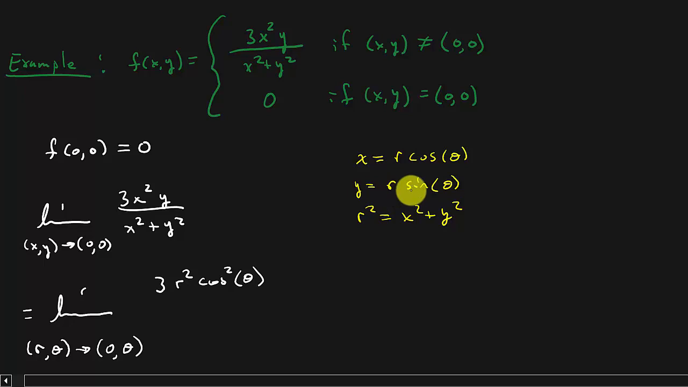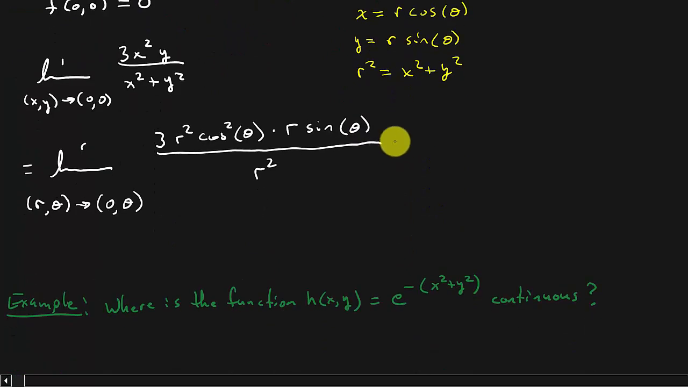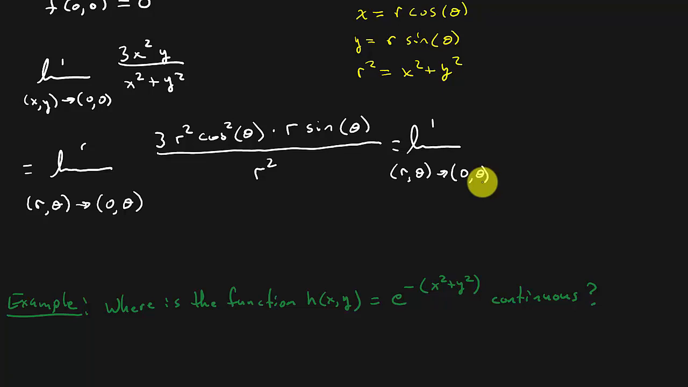And then I'm going to take r sine theta and plug it in for y. So that's times r sine theta. And then look at this, over x squared plus y squared. Well, what's x squared plus y squared? It is r squared. And so this is going to give me the limit as (r, theta) goes to (0, theta).